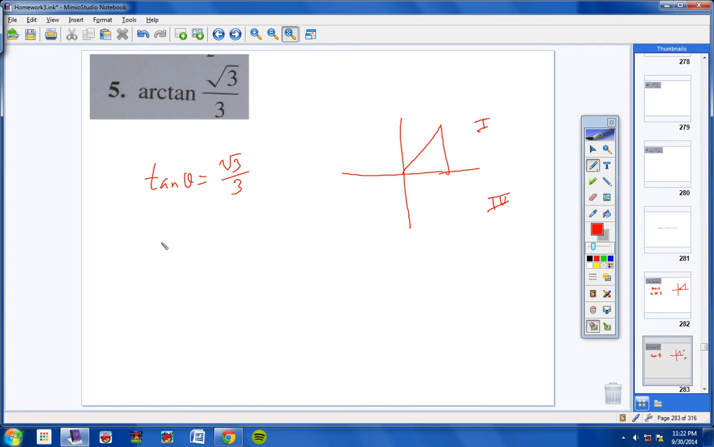So let me show it to you real quick just so we can see this. Here's your 60, here's your 30, here's your right angle, this is 2, this is 1, this is square root of 3. And as you can see, the tangent of 30 would be opposite over adjacent, so 1 over square root of 3. And if you rationalize the denominator, you get square root of 3 over 3. Okay? So theta equals 30 degrees, or pi over 6. All right, moving on.